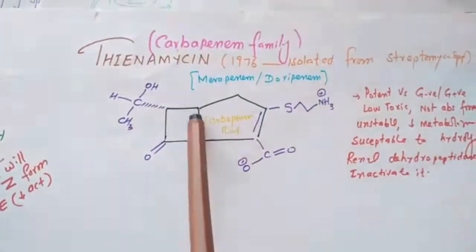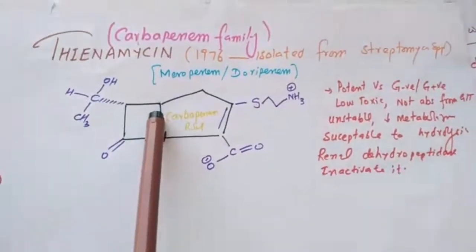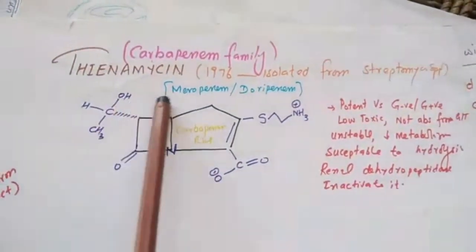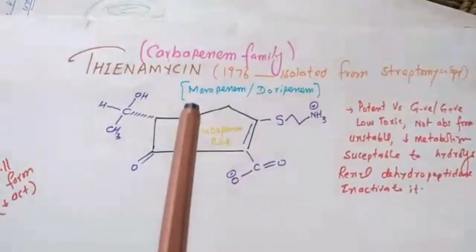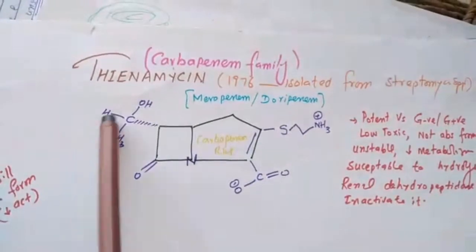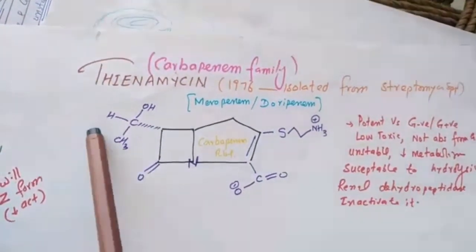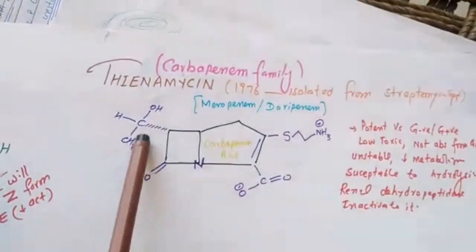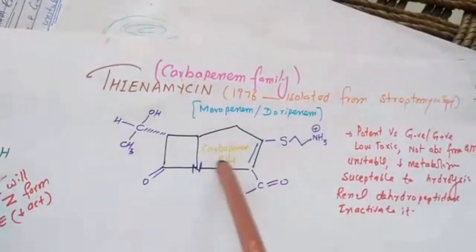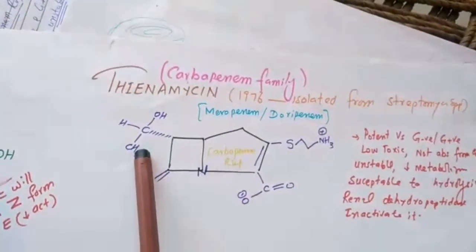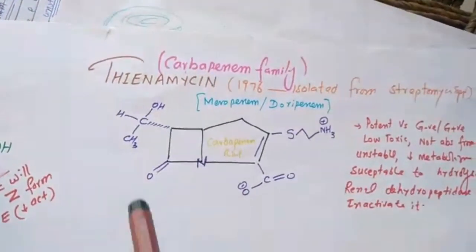Still, this is a potent antibiotic against gram-positive and gram-negative bacteria. It has low toxicity, but it is not absorbed from the GIT. That's why we are injecting. They are poorly metabolized. They are more prone to acid hydrolysis in the GIT, so that's why we are not using them orally. The renal enzyme dehydropeptidase inactivates this drug.